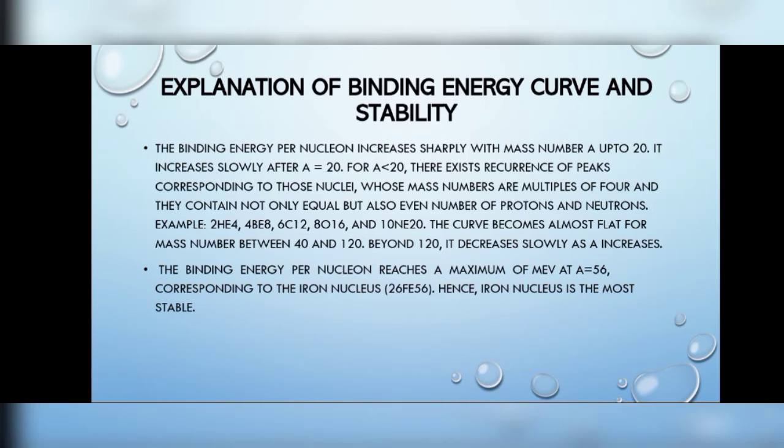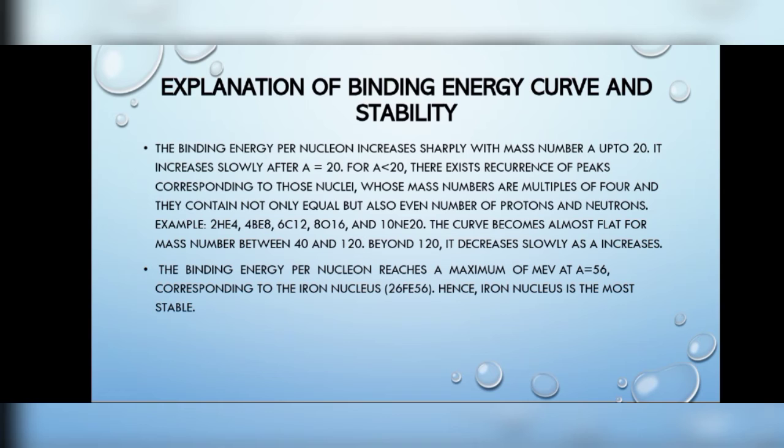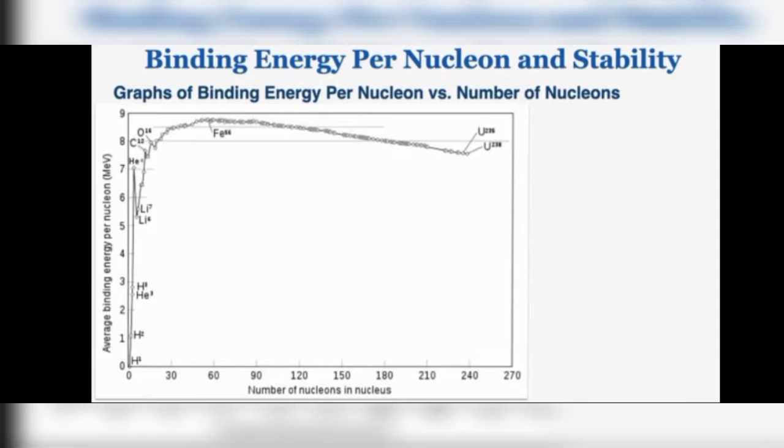The curve becomes almost flat for mass number between 40 and 120. Beyond 20, it decreases slowly as A increases. You can see in this graph. The binding energy per nucleon reaches a maximum of MeV at A equals 56, corresponding to the iron nucleus. Hence, iron is the most stable. Binding energy per nucleon and instability, here is the graph.